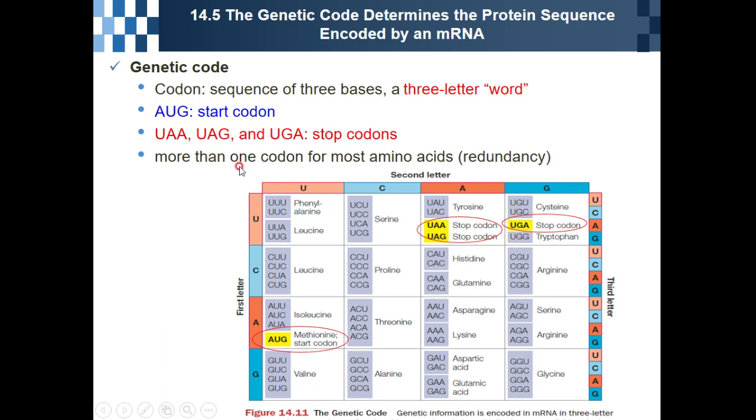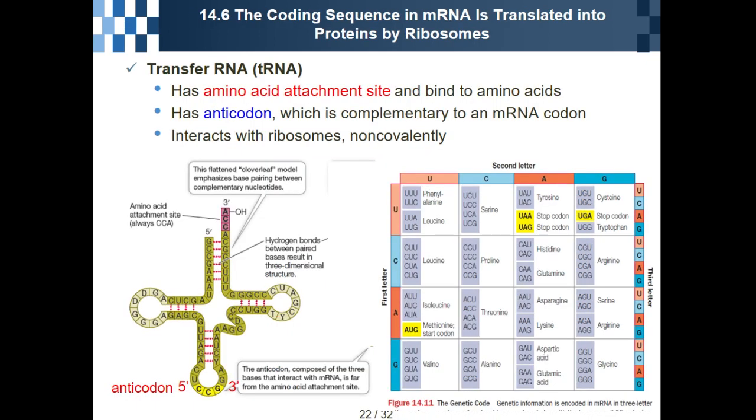But in general, more than one codon encodes each amino acid, and we call this redundancy. Phenylalanine has redundant codons, leucine has redundant codons like this, and isoleucine also has redundant codons like this. So this is the genetic code.